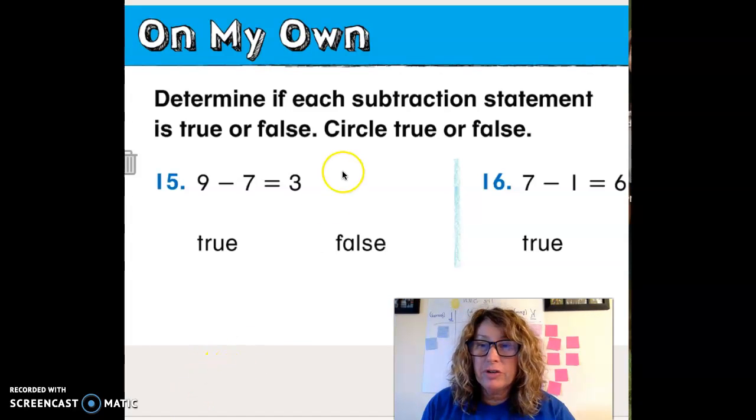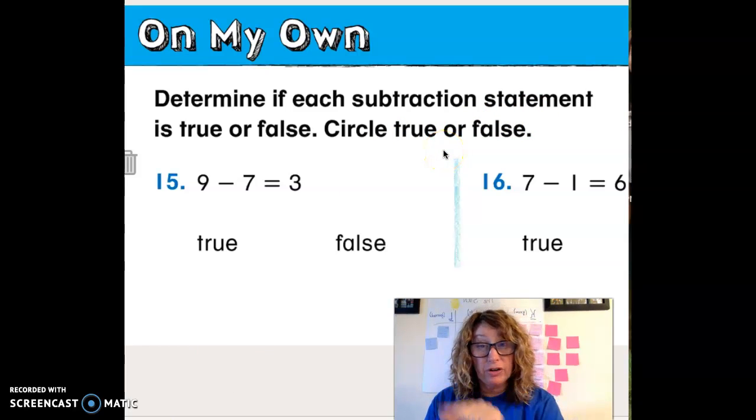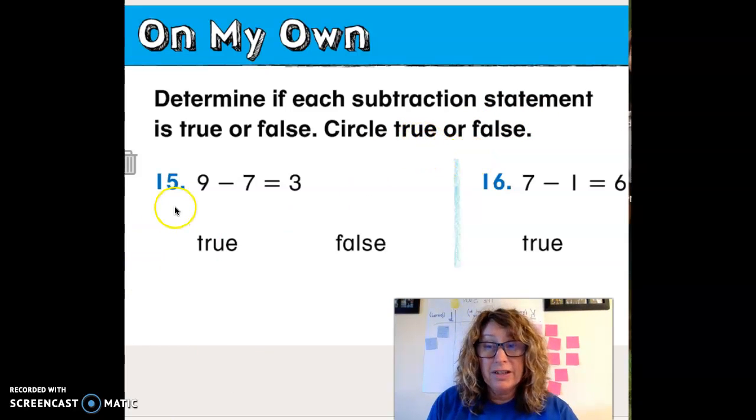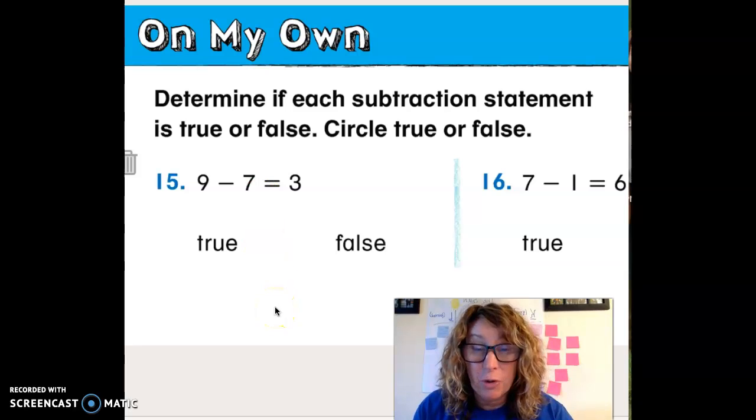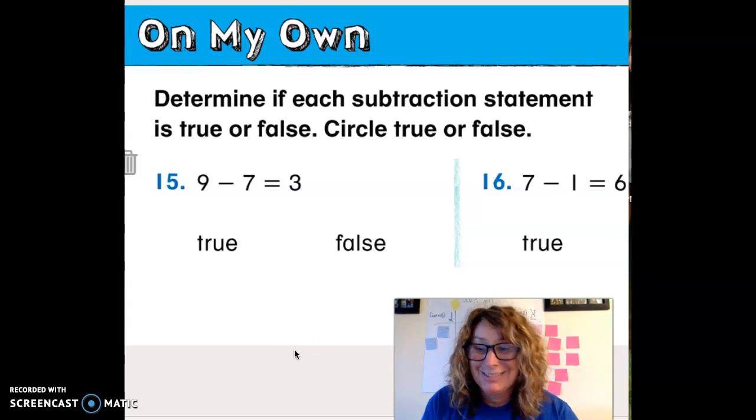All right, we're going to determine if each subtraction statement here is true or false. And I'm going to circle true or false. 9 minus 7, is that true or false? Go ahead and work on that and then show your classmates and teachers. Hold up your whiteboard or your paper. And then 7 minus 1 equals 6. Okay, so work on those. And then if your teacher wants to pause this and come back, let's share out what we get for our results, okay?